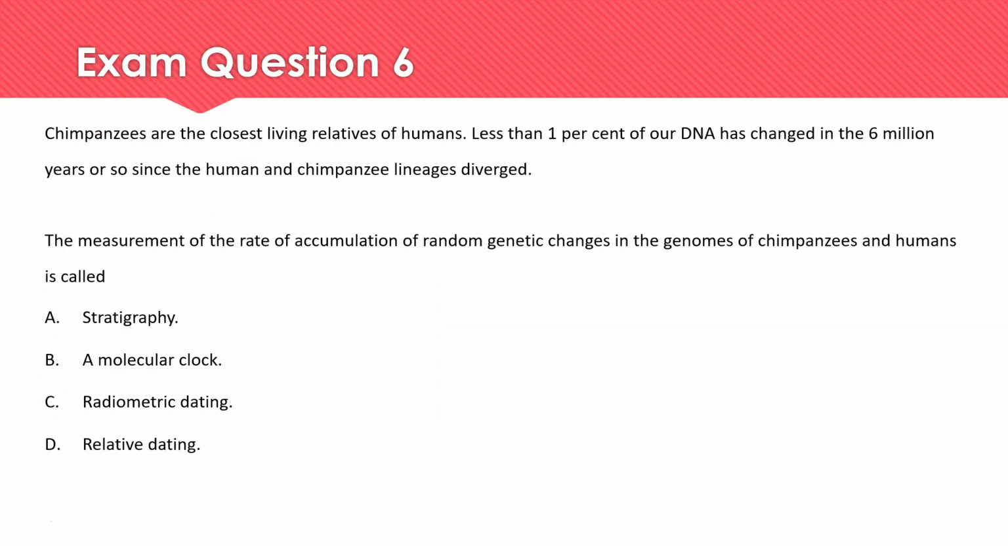So here we have exam question 6. It says chimpanzees are the closest living relatives of humans. Less than 1% of our DNA has changed in the 6 million years or so since the human and chimpanzee lineages diverged. The measurement of the rate of accumulation of random genetic changes in the 2 genomes of chimpanzees and humans is called A, stratigraphy, B, a molecular clock, C, radiometric dating, or D, relative dating. So you can pause the video now, write down your answer, and check it against the video linked in the description box below.